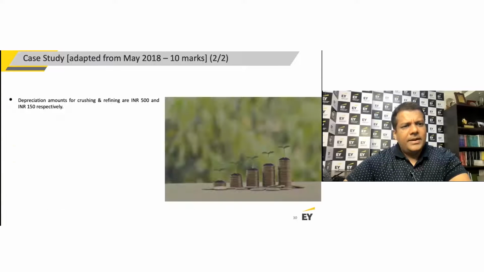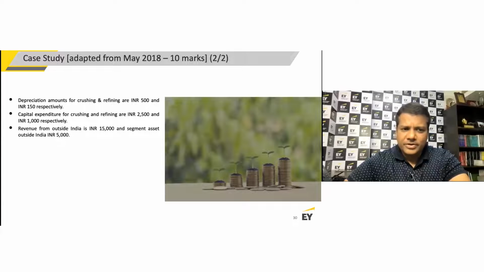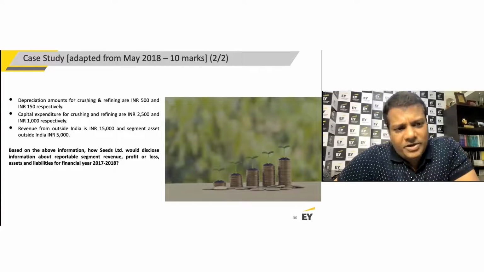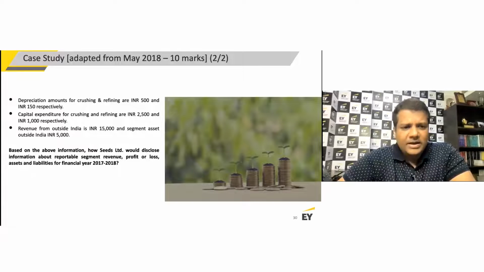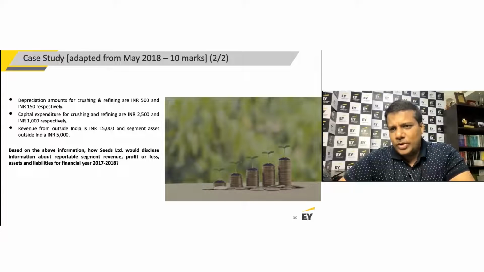All right. Depreciation amount for crushing and refining are INR 500 and 150. Capital expenditure are INR 2,500 and 1,000. Revenues from outside India is 15,000 and 5,000. Now, based on the above information, how Seeds Limited would disclose information about reportable segment revenues, profit or loss, assets and liabilities for financial year 2017-2018.